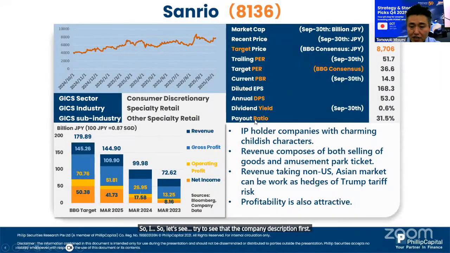Sanrio is an IP holder company with charming childish characters, familiar in both the Japanese market and the Asian market. Its revenue is composed of both selling goods and amusement park tickets. It's like Disney and Disneyland. So this targeting of revenue is very attractive. This is the BVD target.